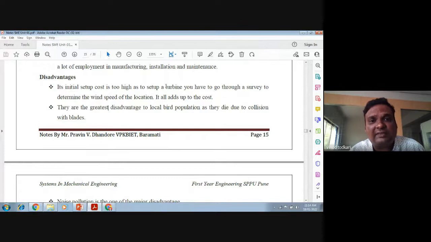Then to set up the turbine, right? Initially you have to do a survey.